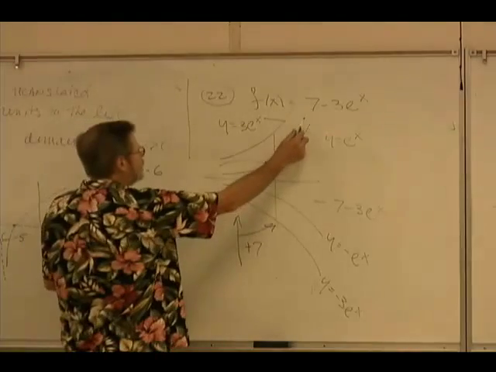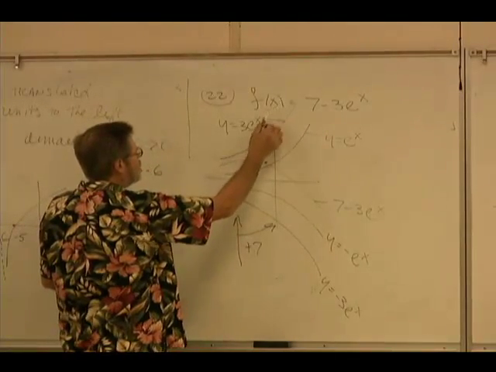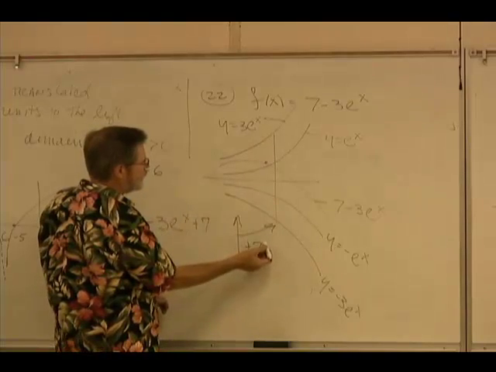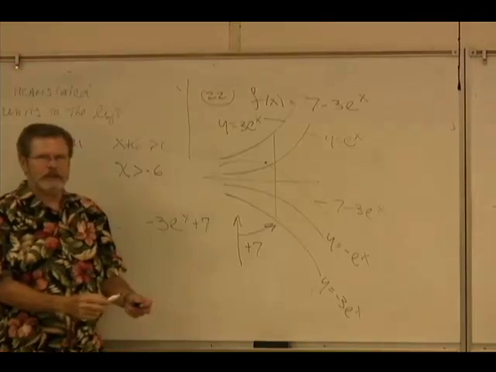Start off with e to the x. Multiply it by a scale factor of 3. Reflect it across the x-axis. Raise it up 7 units. That is what this graph looks like.